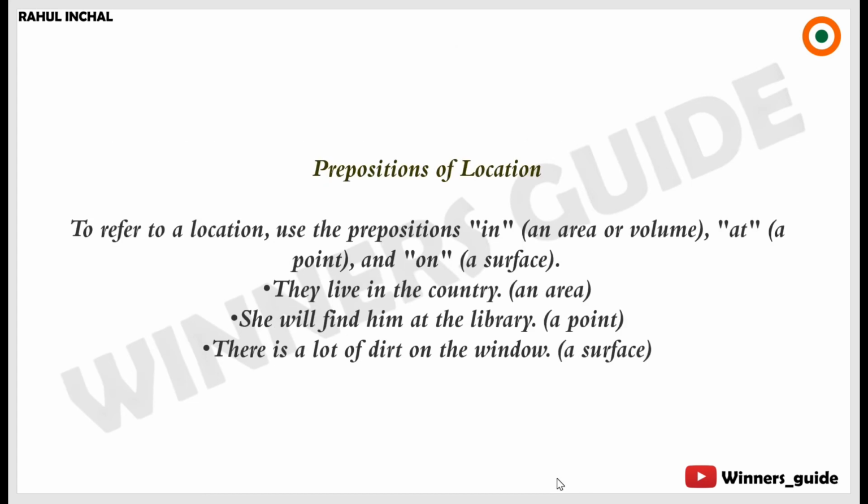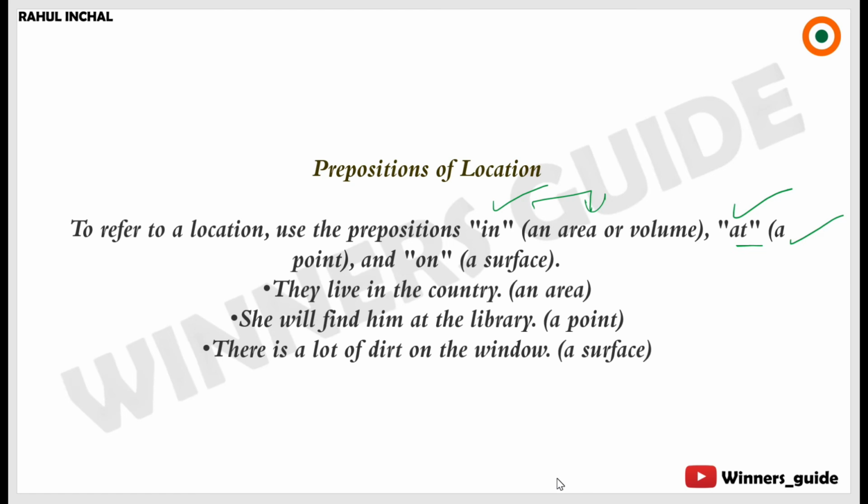Okay? Now, prepositions of location. To refer to a location, use the prepositions in, at, and on. Again, in is for an area or volume, at is for a point, and on is for a surface. Now, focus on in and at. In is used when you're talking about an area or volume, and you use at when you talk about a specific point, right? Because I myself still get confused with the words in and at, which is why I'm putting more emphasis on the two of them. Okay, now for example, they live in the country.